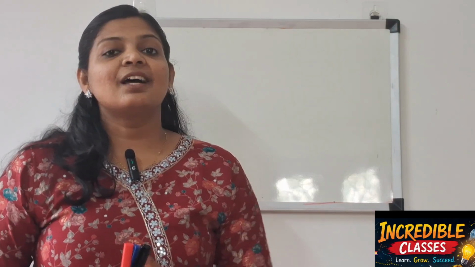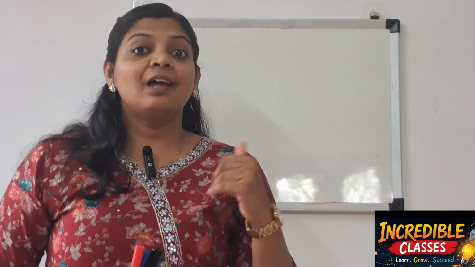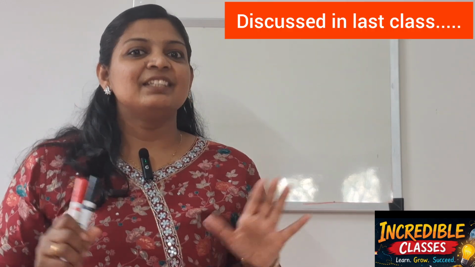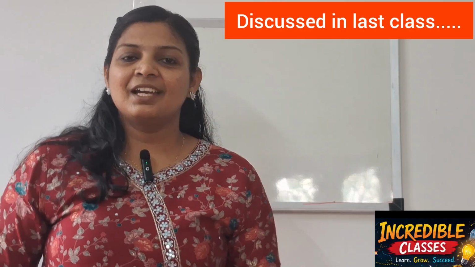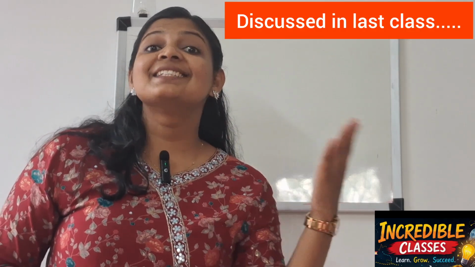We have already started with chapter number 2 of grade 8. Now in this class we are continuing the topics. Do you remember what things we studied last class? We have studied about cells. How many types of cells? Two types of cells: animal cells and plant cells.